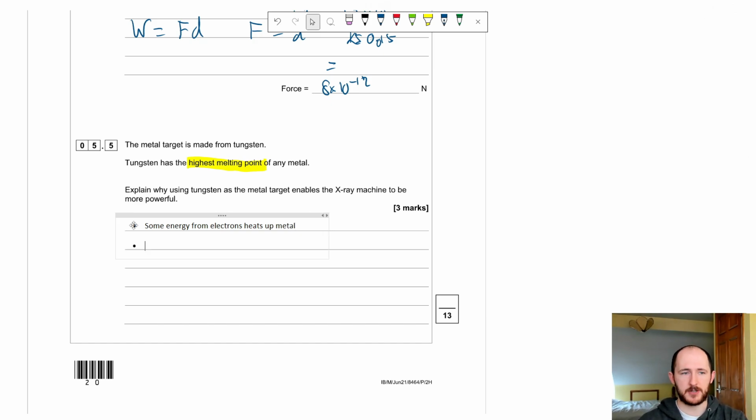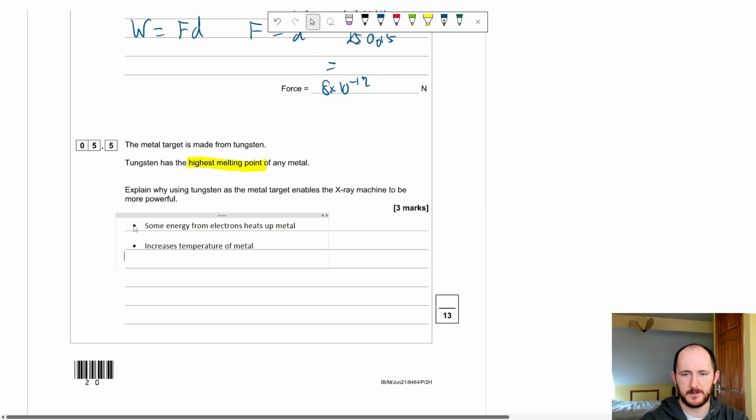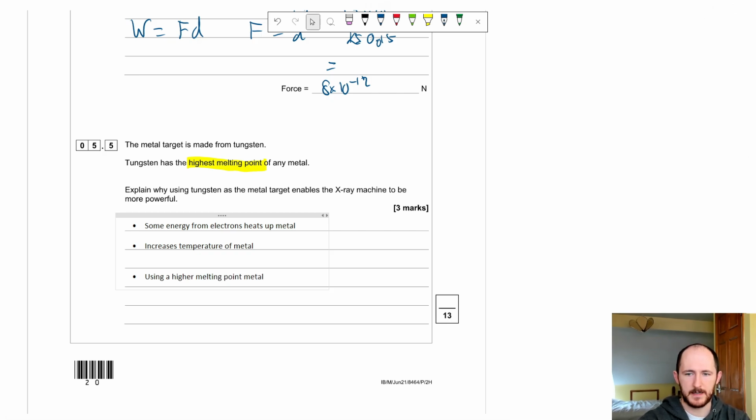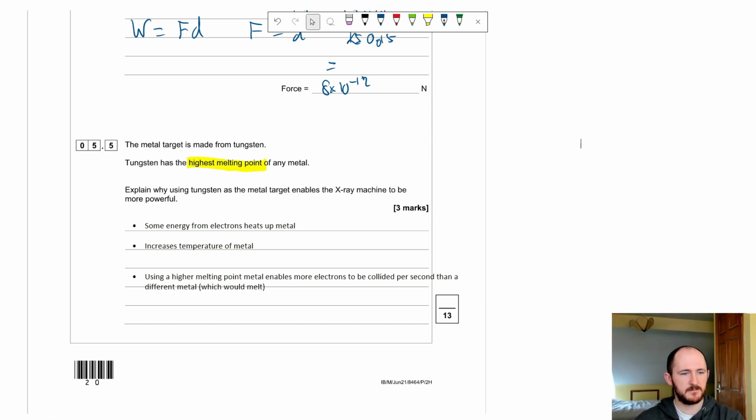So some of the energy from the electrons heats up the metal, which increases the temperature of the metal. So using a higher melting point metal enables more electrons to be collided per second than a different metal, which would melt. That's basically it. It's pretty cool.